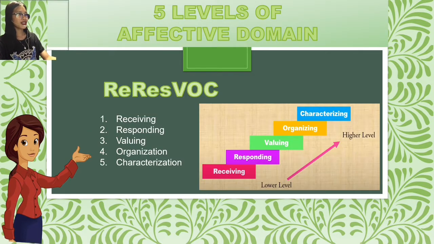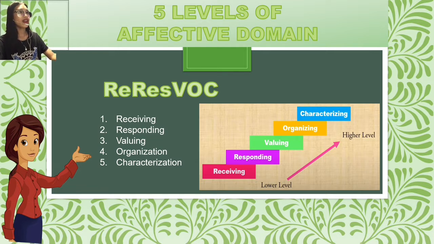Krathwohl et al., 1964 Taxonomy of the Affective Domain describes the five categories or levels of affective learning. These levels are listed from the simplest behavior, as you can see here in my presentation, from lower level to higher level. The simplest behavior or the lower level to the most complex or higher level are receiving, responding, valuing, organization, and characterization, or the higher level.